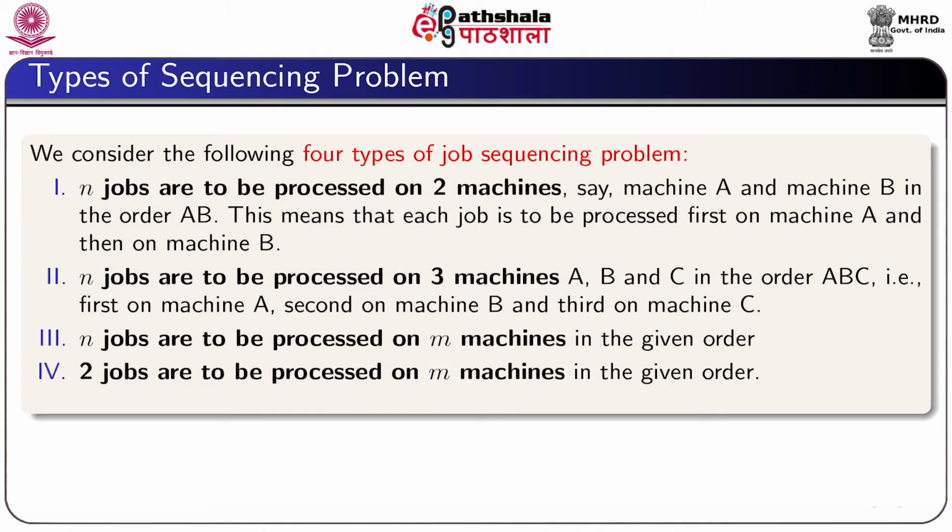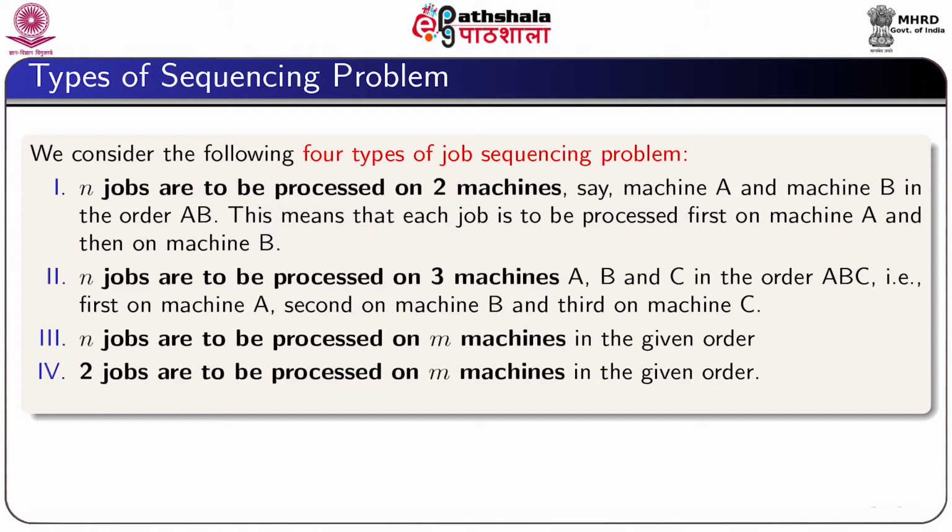Types of sequencing problems. There are various types of job sequencing problems that arise in the world. All sequencing problems cannot be solved. Here we consider the following 4 types of job sequencing problems. In type 1, n jobs are to be processed on 2 machines, say machine A and machine B in the order A B. This means that the job is to be processed first on machine A and then on machine B.